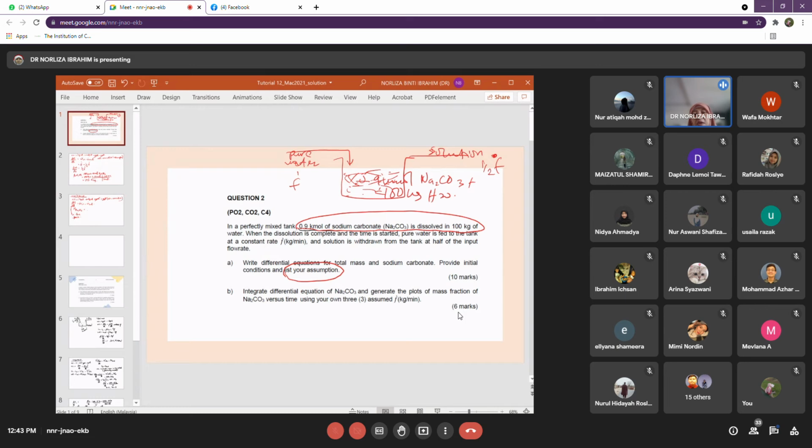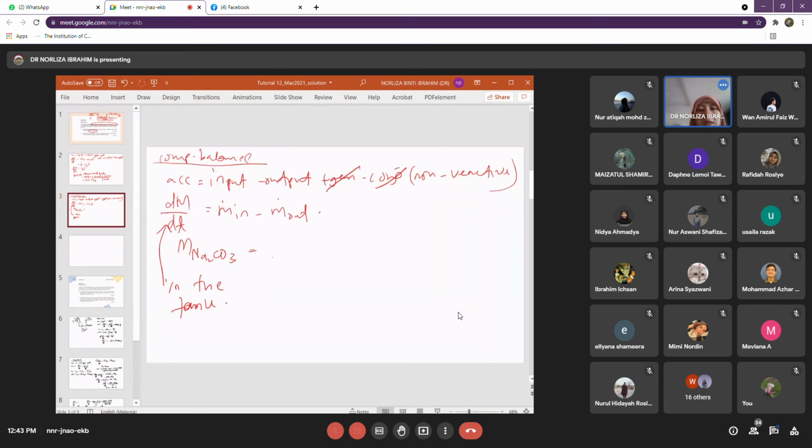If I go to question B, any idea, any clue from B? What is actually being used to represent the sodium bicarbonate? The mass fraction, yes, Nidia. I'm hoping Nidia gets an A for my subject because you are good enough in understanding the question. So it is actually X.